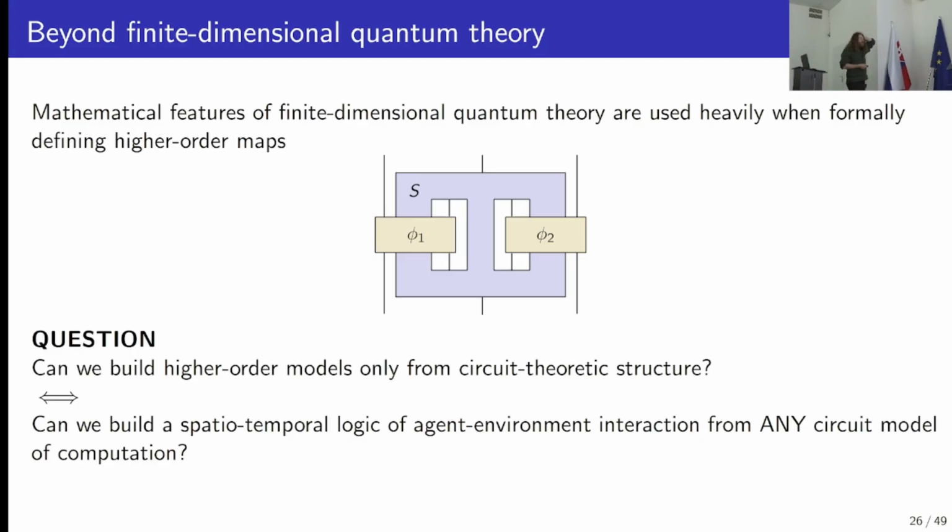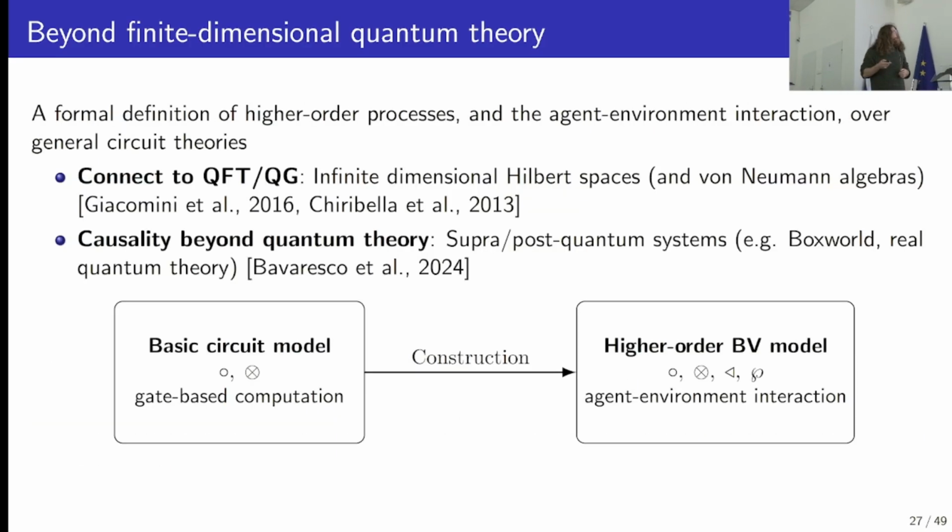And so what we're working on is trying to understand if, whenever I give you a circuit model, you can construct a model of higher order operations that model the agent-environment interaction from it. Here, the story I presented is known to work for quantum theory and a few similar theories. And part of the reason we want to do this, well, there's two reasons really. One is we want to make a closer connection to quantum gravity and quantum field theory, which is often supported by infinite dimensional Hilbert spaces. And so there, the formalization of higher order maps is much less clear.